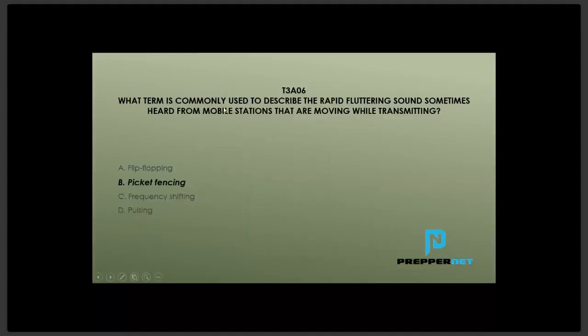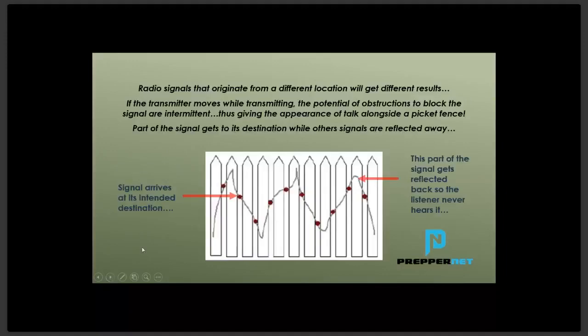But what term is commonly used to describe the rapid fluttering sounds sometimes heard from mobile stations that are moving while transmitting? I want you to cue in on mobile stations while moving. What that's called is picket fencing. And this is why it's called picket fencing. Because here's a line, this is your radio wave. This is your signal. As you're passing along this fence, this is your signal getting out.